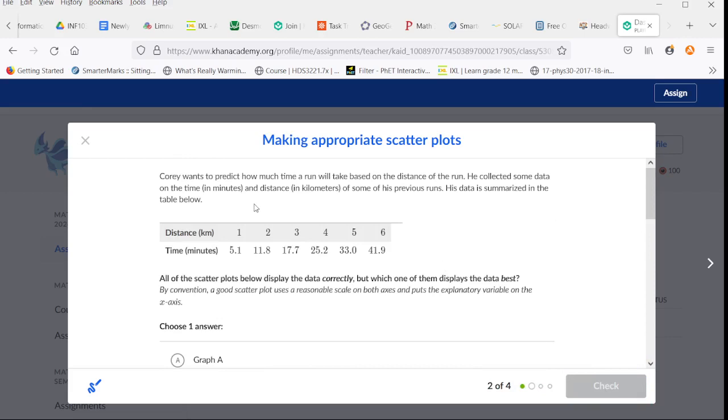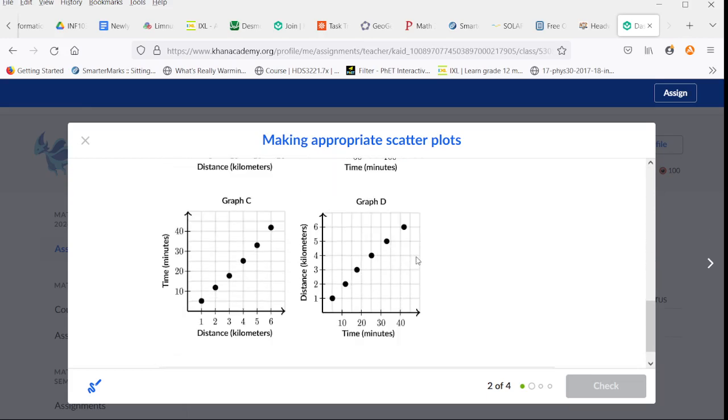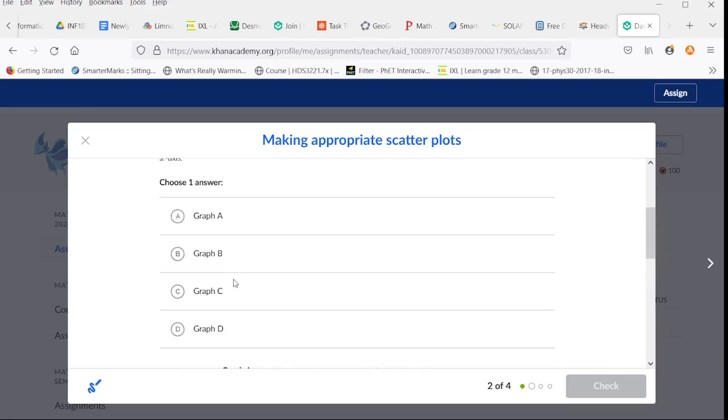So here we want to figure out how much time it'll take based on the distance of a run. So here we don't decide how much time it is and then figure out the distance. That might be a little bit obvious even just looking at the numbers. We're more likely to decide 1, 2, 3, 4, 5, 6 than 5.1, 11.8, 17.7. The top numbers look like the numbers we pick. So our distance is going to be on the horizontal axis, our time is going to be vertical, and we're going to have the data nice and spread out. So there we go. Distance horizontal, time vertical, data filling the space on the page. That is graph C.